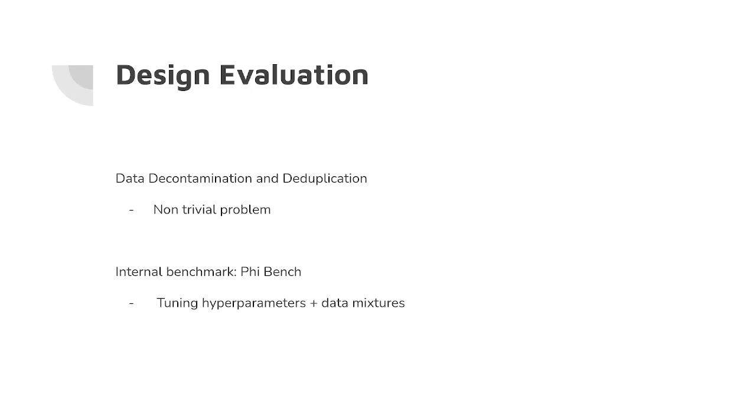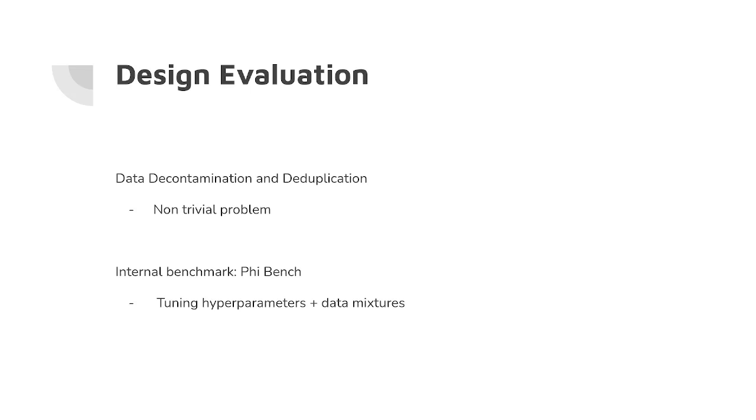Anyway, they also have an internal benchmark they call Phi-bench, which they use to tune hyperparameters and figure out the data mixture for their data sets. So this is like what percentage of coding data do you want, and so on and so forth, to find the best combination.